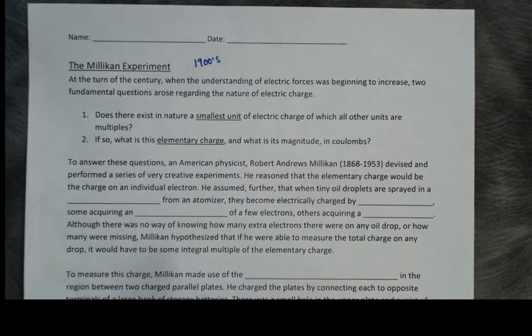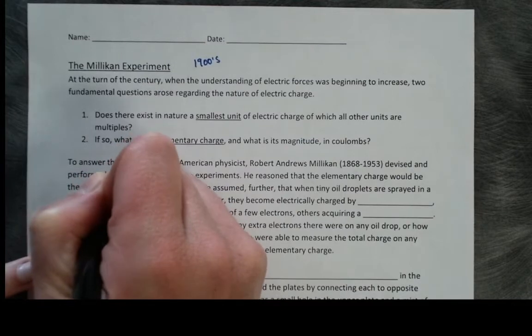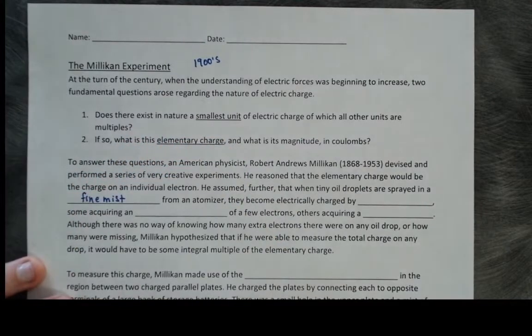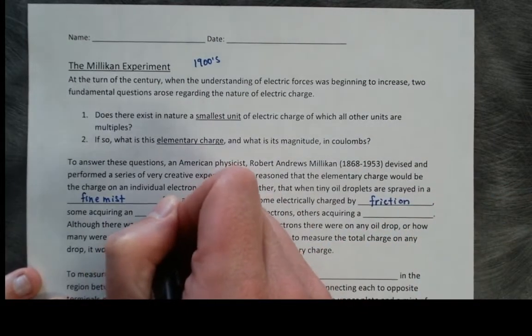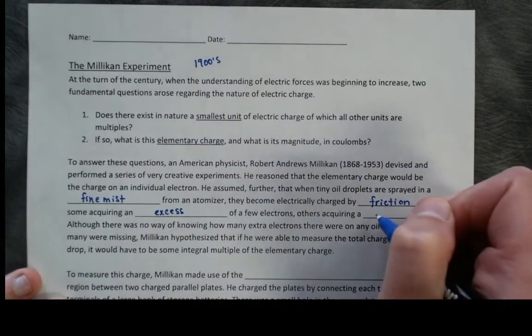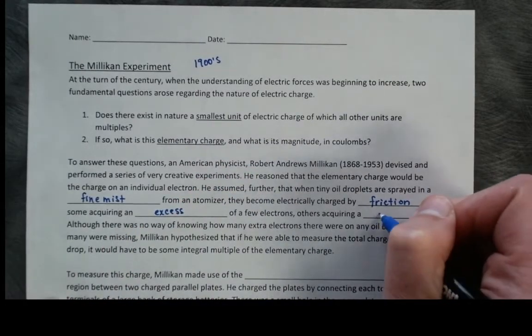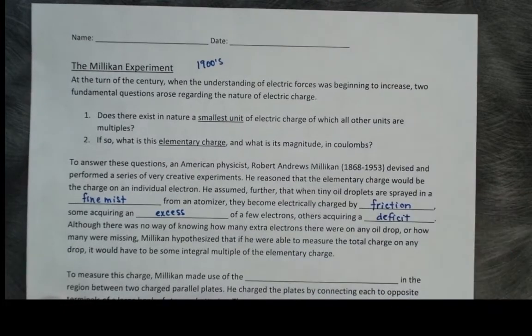So Robert Millikan, he performed a series of experiments to try to get answers to these questions. So he thinks that the elementary charge would be 1 electron. So if you can figure out the charge of 1 electron, that's like the basic, because we can't get smaller than an electron, right? So he assumed further that when you spray oil in little droplets or a fine mist from an atomizer, they become charged by friction, right, bumping up against each other, and some acquire an excess of electrons, and others would acquire a deficit or a shortage of electrons.